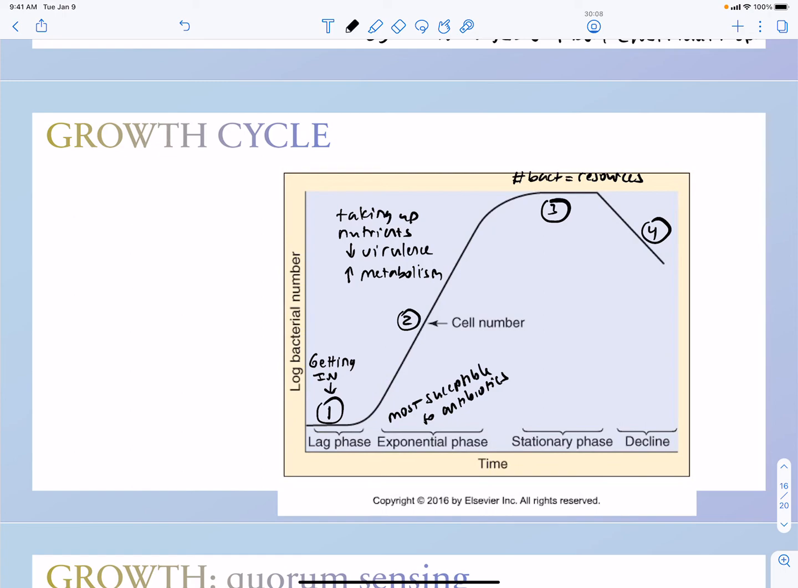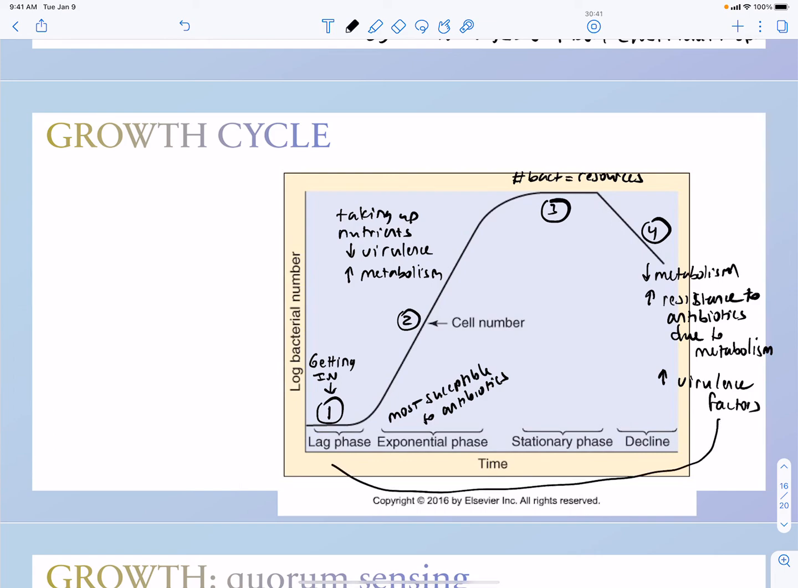And this is where you have a decrease of metabolism and you have an increase of resistance to antibiotics. And this is just due to metabolism. I'm not talking about antibiotic resistance genes. And here you'll also have an increase in virulence factors. And then, of course, this is going to repeat.